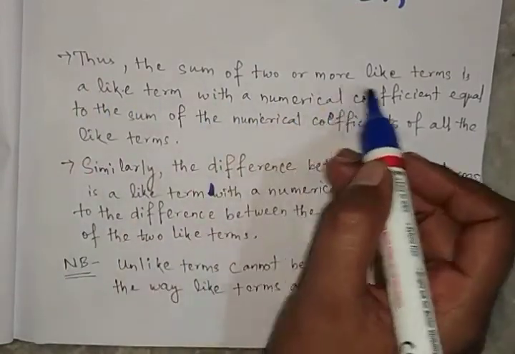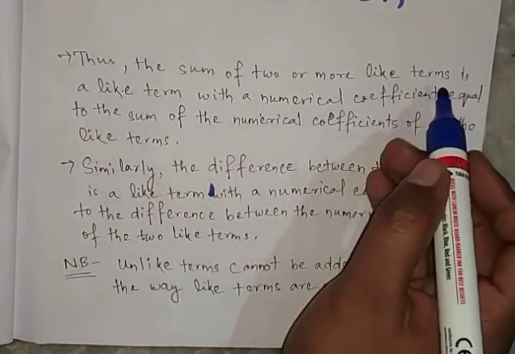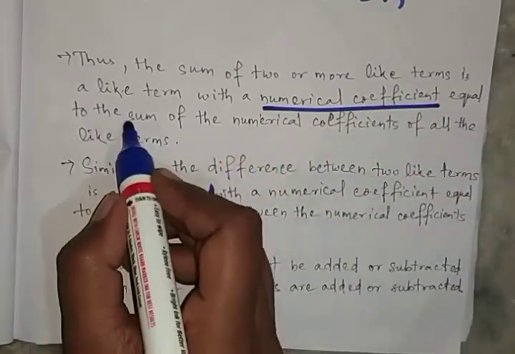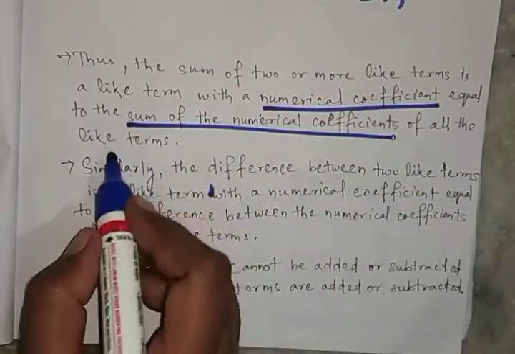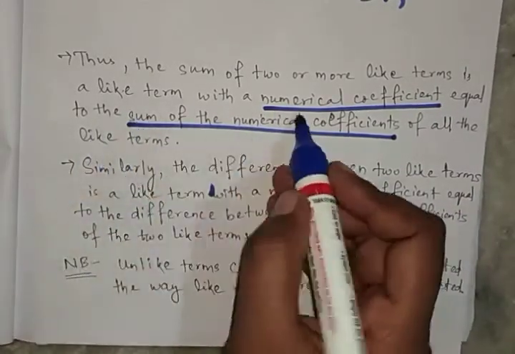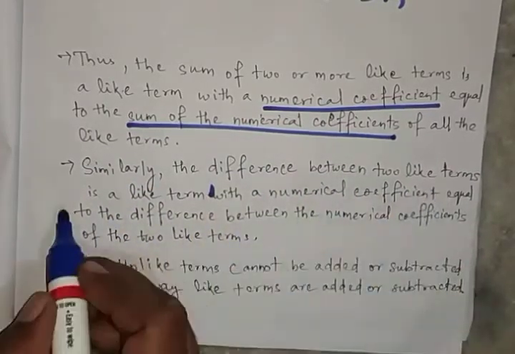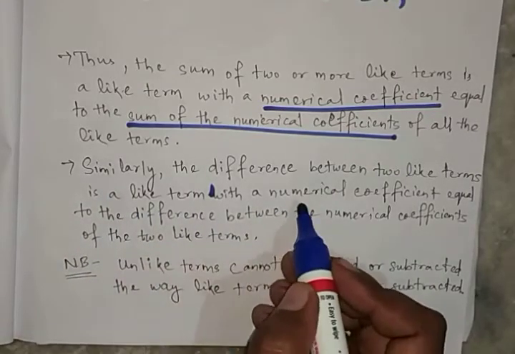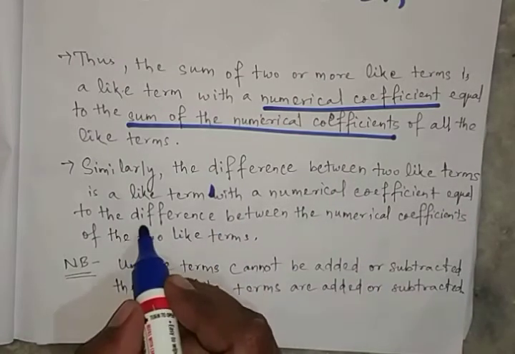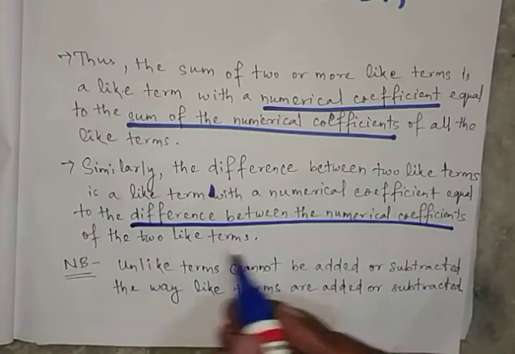Thus the sum of two or more like terms is a like term. When you add like terms, you get a like term with a numerical coefficient equal to the sum of the numerical coefficients. So you add all the numerical coefficients present in the like terms, and you get the sum. Similarly, the difference between two like terms is a like term, with a numerical coefficient equal to the difference between the numerical coefficients. So you find the difference between the numerical coefficients of the two like terms.